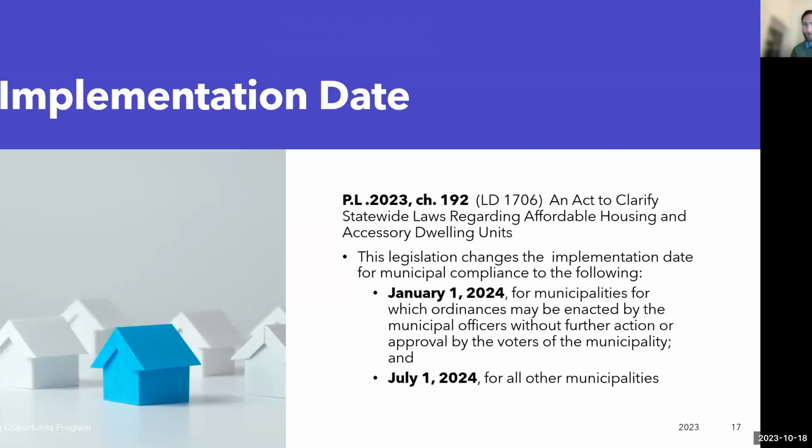Each community has to have these provisions implemented into their local land use components or any local permitting by specific dates. January 1st, 2024 is the date for communities that utilize a town council or some other elective body that approves ordinance changes. And July 1st, 2024 is the date by which communities that use town meeting to adopt ordinances need to have all of the provisions implemented into their local ordinances.